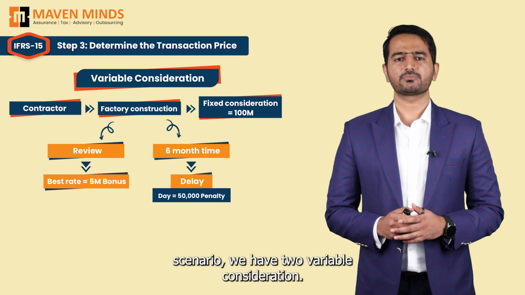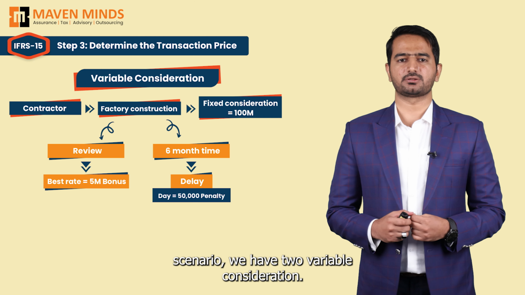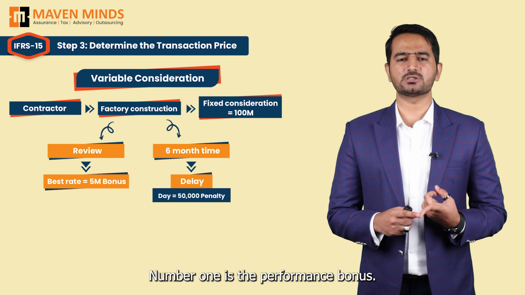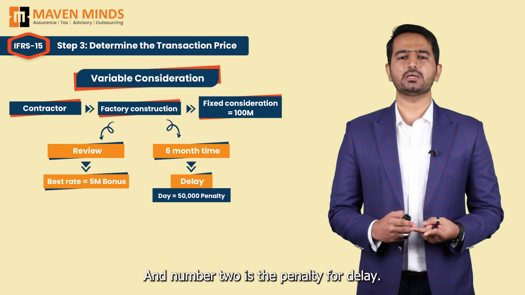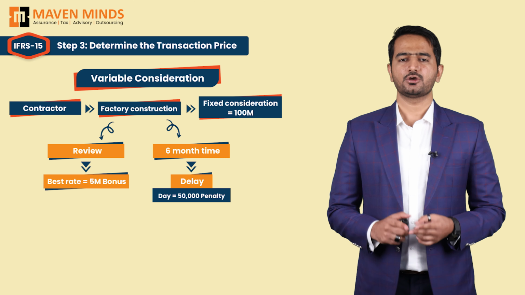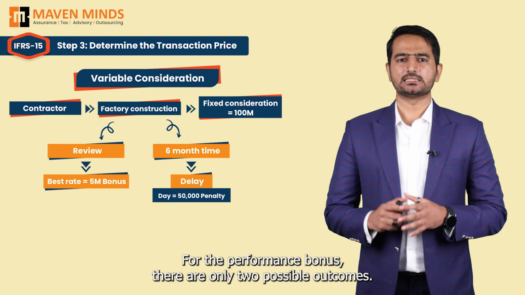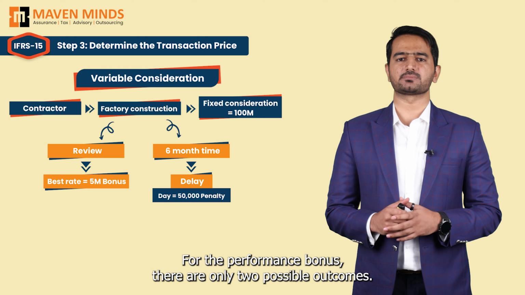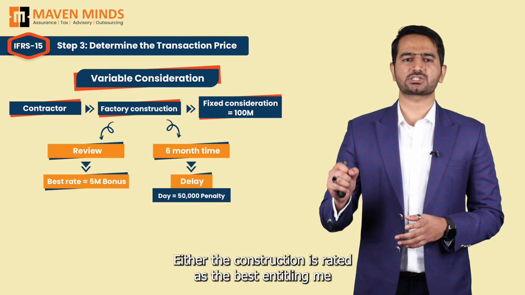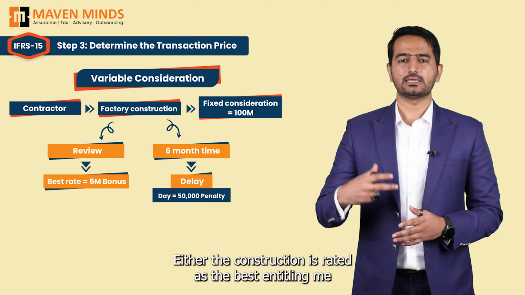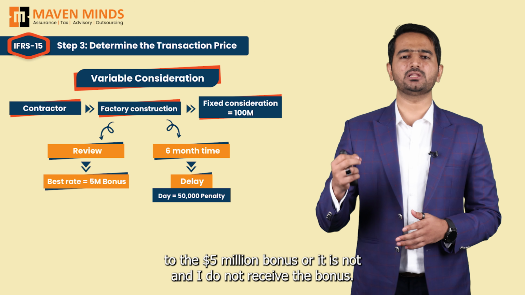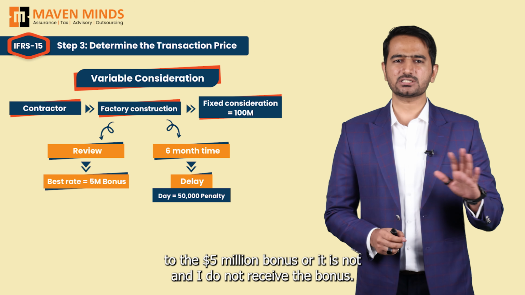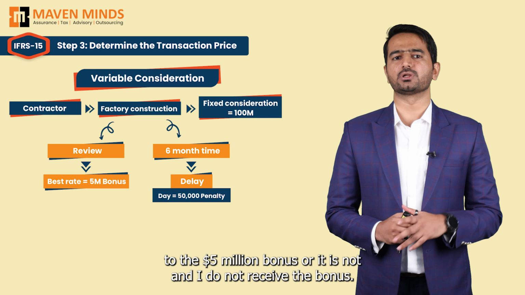In this scenario, we have two variable considerations. Number one is the performance bonus and number two is the penalty for delay. For the performance bonus, there are only two possible outcomes. Either the construction is rated as the best, entitling me to the $5 million bonus, or it is not and I do not receive the bonus.